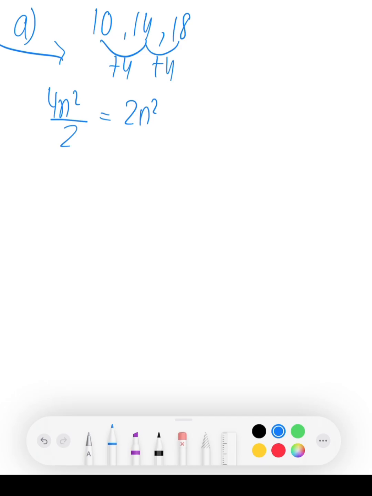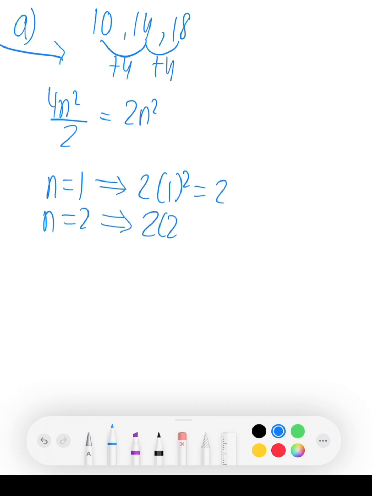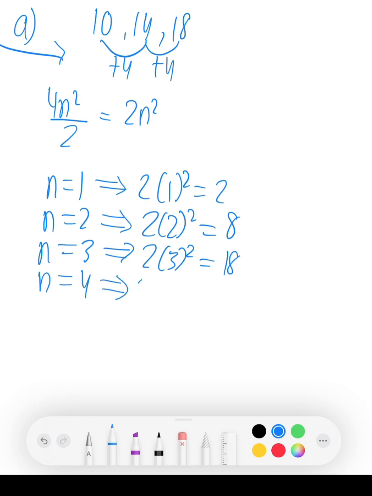Now we will be generating some square terms using that, so we will just go up to 4 again. N equals 1, 2 lots of 1 squared will give me 1 squared times 2, which is 2. When n equals 2, we've got 2 lots of 2 squared, so 2 squared is 4, multiplied by 2 is 8. Now when n equals 3, we have 2 lots of 3 squared, so 3 squared is 9, multiplied by 2 is 18. And finally, when n equals 4, we've got 2 lots of 4 squared. 4 squared is 16, multiplied by 2 is 32.